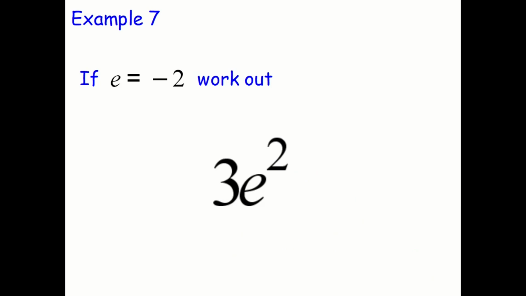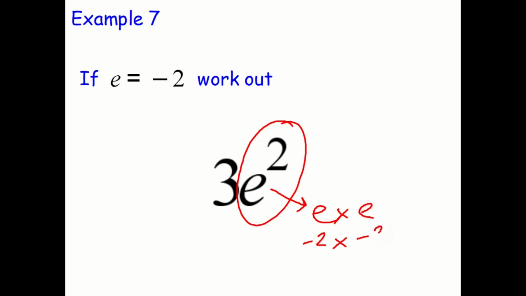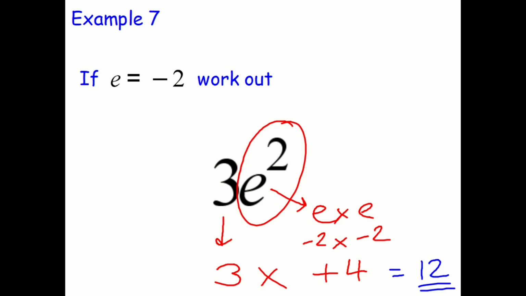Example 7, if e equals minus 2, work out 3e squared. So we're not doing the 3e bit first, we're doing the e squared bit. And e squared, remember, means e times e, which is minus 2 multiplied by minus 2, which is positive 4. Then I'm multiplying it by 3, so I'm doing 3 multiplied by positive 4, which gives me positive 12. Positive 12 is the answer there.